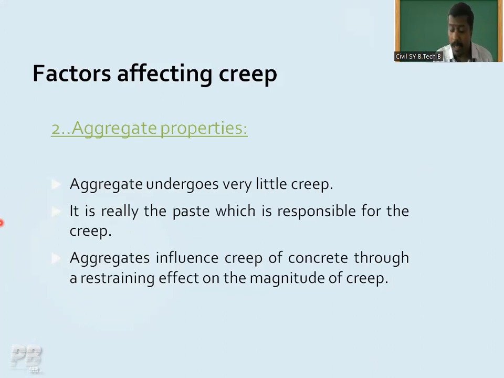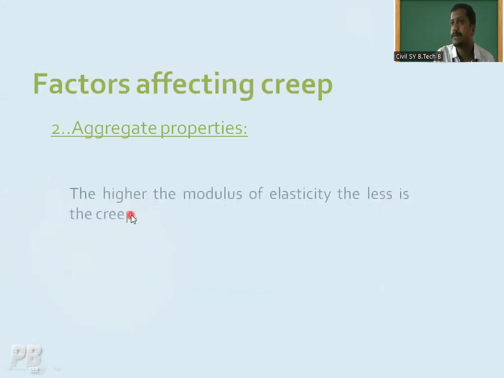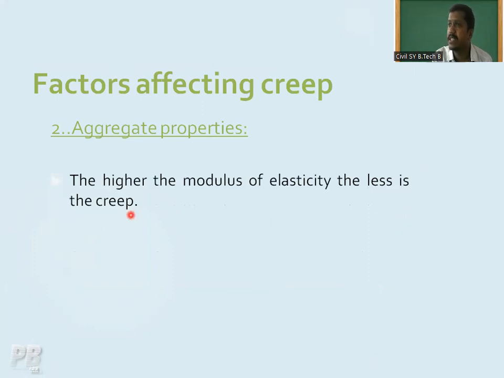But the rest matrix of your concrete, that is your mixture of cement, fine aggregate, and water, this is the paste which is responsible for the creep, as far as our aggregates are considered. The higher the modulus of elasticity, the less is the creep. Everyone knows, I think, what is the modulus of elasticity of the concrete?